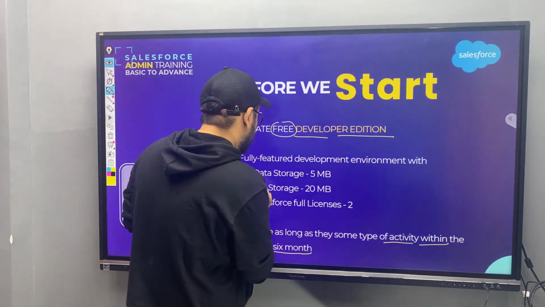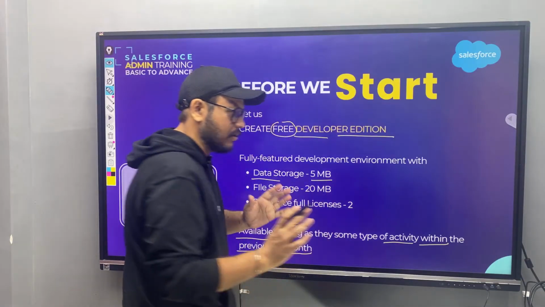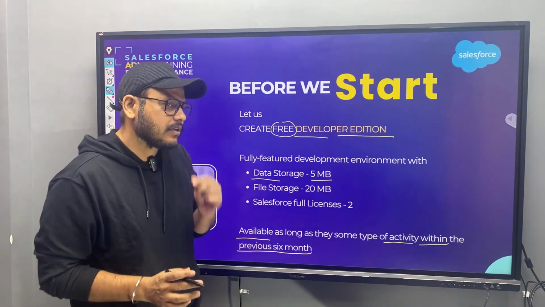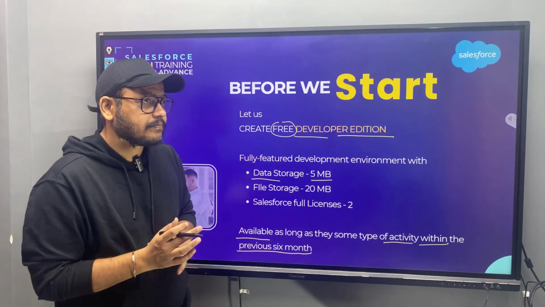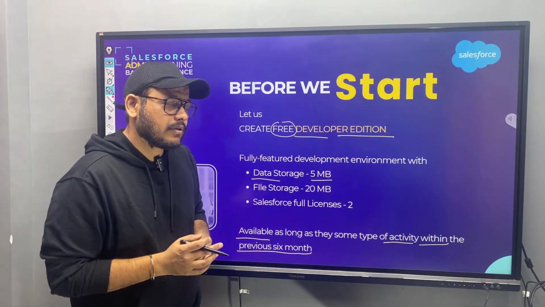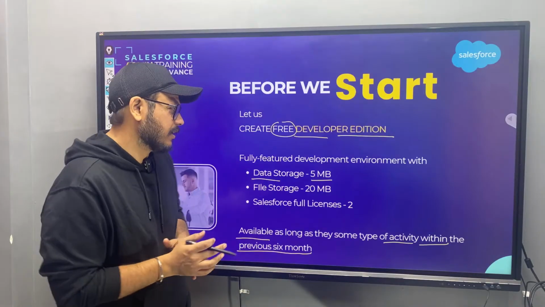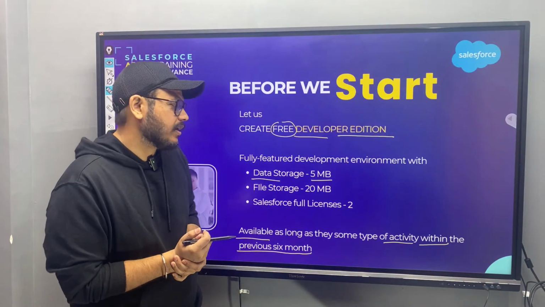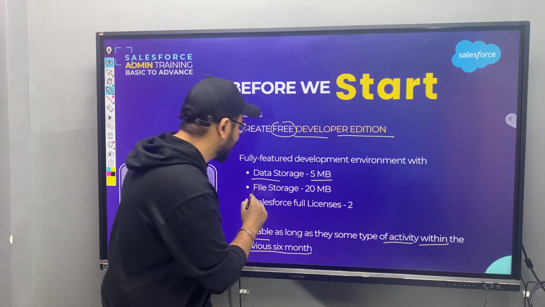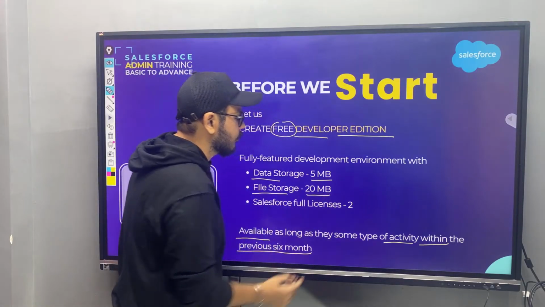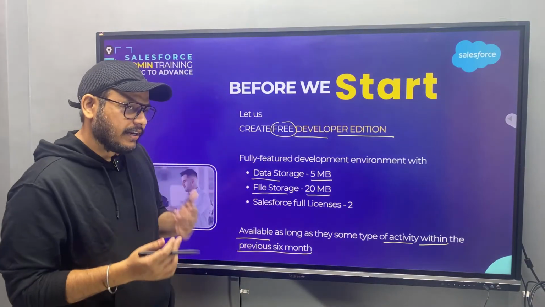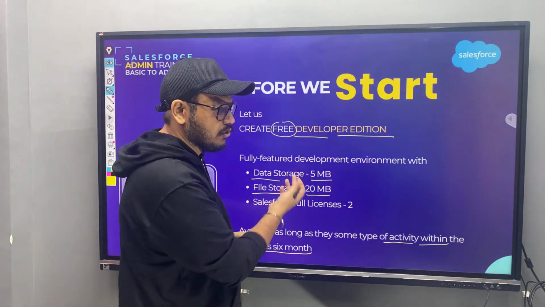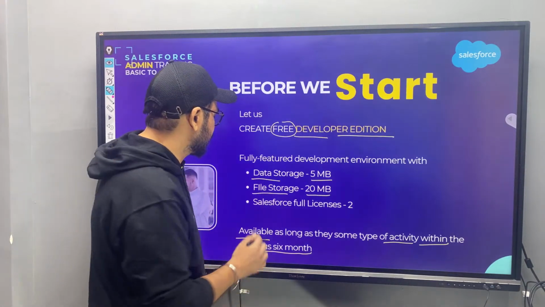Now, the developer edition that we get comes with a few small limitations. The data storage that you get will be 5 MB, which is good enough for learning purposes. You can easily store maybe 1,000 records or something like that in this, right? And with file storage, you get 20 MB. That should also be fine. File storage, we do not need that much. Data storage also, we would not need that much for learning purposes.